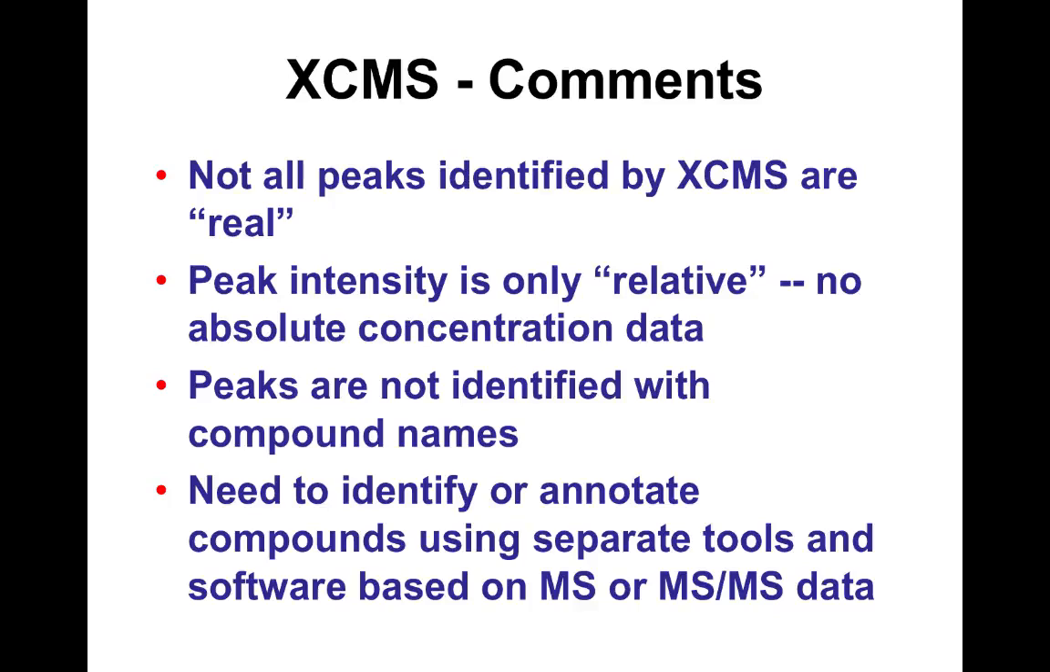Now, as I've highlighted before, when you're looking at LCMS data, there's lots of peaks, tens of thousands of peaks. A lot of them are not necessarily real. The peak intensities that are recorded are only relative, so with XCMS you do not get concentration data, unlike with, say, GC AutoFit, or unlike with Bayesil or Chenomx. Peaks aren't identified with compound names, so in order to annotate the compounds, you have to go to separate tools, say Metlin or HMDB, to use either the MS or tandem mass data.